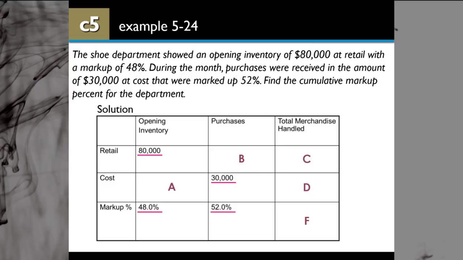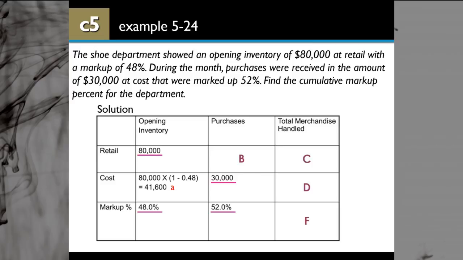So let's go ahead and start from A, your opening inventory at cost. Since you know your opening inventory at retail and your markup percentage, you can multiply your opening inventory at retail by 100 minus the markup percentage. So that will be 80,000 multiplied by 100%, because retail is 100%, right? Minus markup percentage, that's going to be the cost percentage, which is 52%. If you multiply that by the opening inventory at retail, you get 41,600 as your cost for the opening inventory.